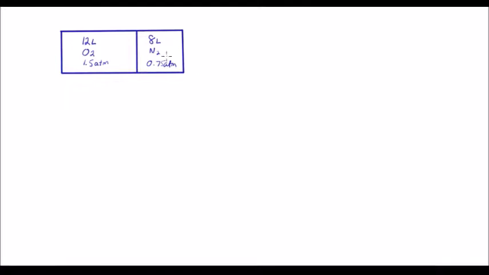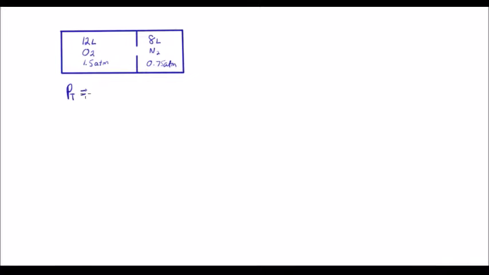Let's say we have two separate containers. Each have a certain amount of gas in them. In this particular case, we have 12 liters of oxygen at 1.5 atmospheres, and then we have 8 liters of nitrogen at 0.75 atmospheres. Let's say we were able to basically just open up this barrier in between the two and allow all this to mix together. So what would the new pressure be? So what would our new total pressure be in this particular case?